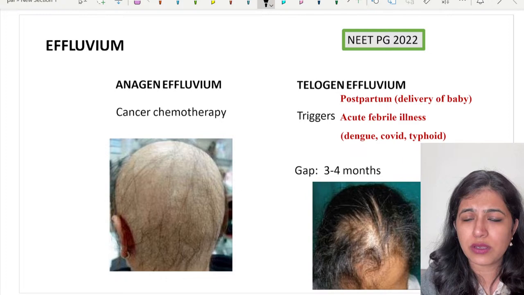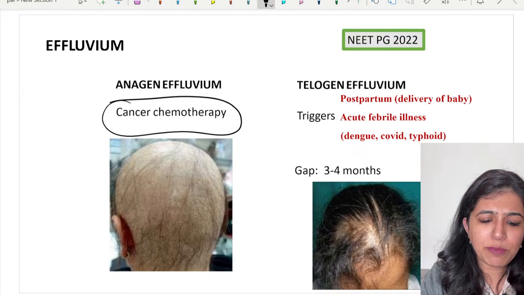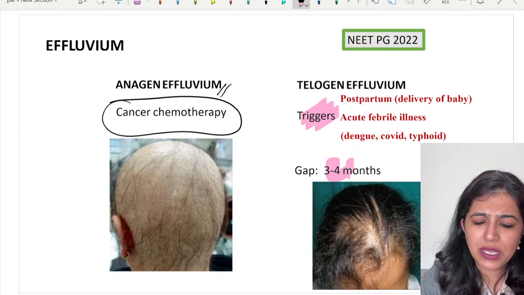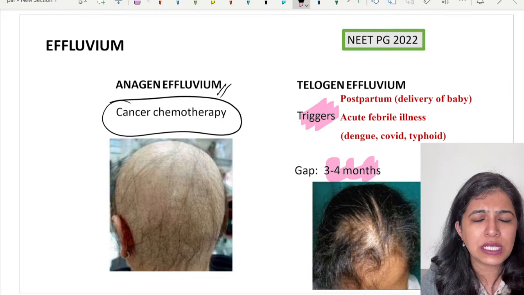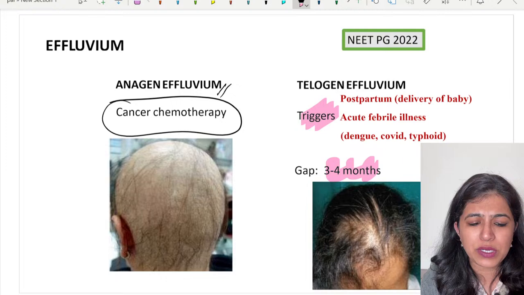If this kind of a word is there, patient is on cancer chemotherapy, answer is anagen effluvium. There is history of some trigger and a gap of 3-4 months between the trigger and the hair fall, the answer is telogen effluvium. As simple as that. Here you don't have to bother about images. You just have to look for the keywords in the question.